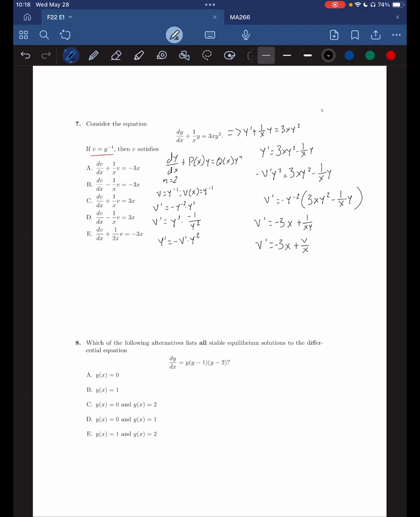And once again, when I do a little bit of manipulation, v prime minus v over x equals minus 3x, which leaves us with the answer of B, which is the right answer.